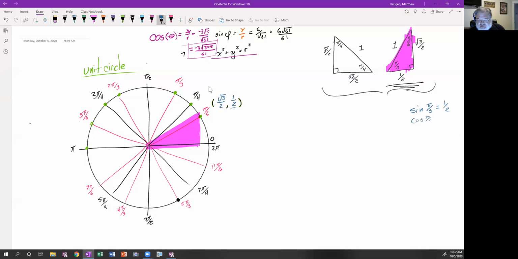Cosine of pi over 6, square root of 3 over 2. The x value. Tangent at pi over 6, y over x, so 1/2. Sorry. Square root of 3 over 2. 1/2 over the square root of 3 over 2, which would be 1 over the square root of 3, which would be the square root of 3 over 3, rationalized.